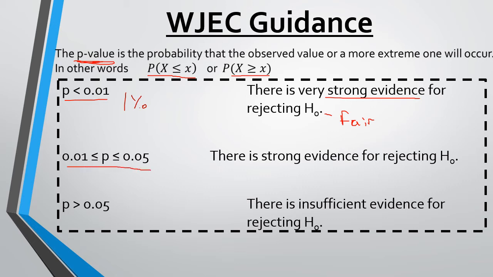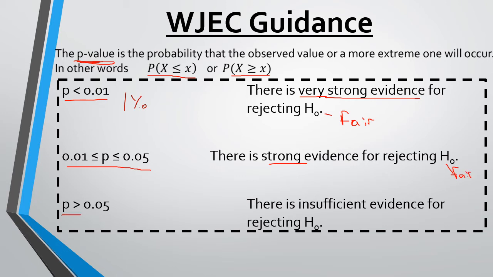If it's between 1 and 5%, then they want us to say that there was strong evidence. So we're going from very strong to strong evidence of rejecting the H0. H0, fair. It was fair. Okay, I'll explain more about H0 in a minute.